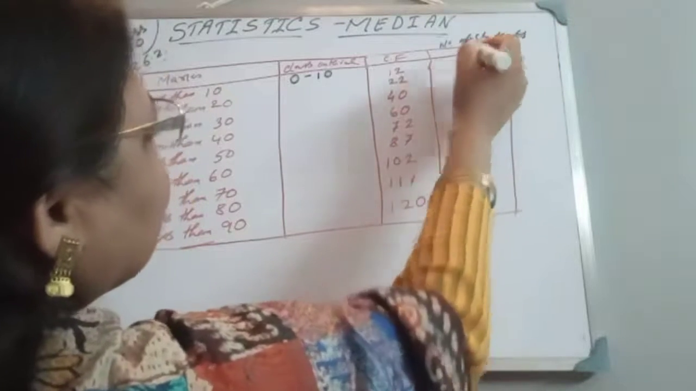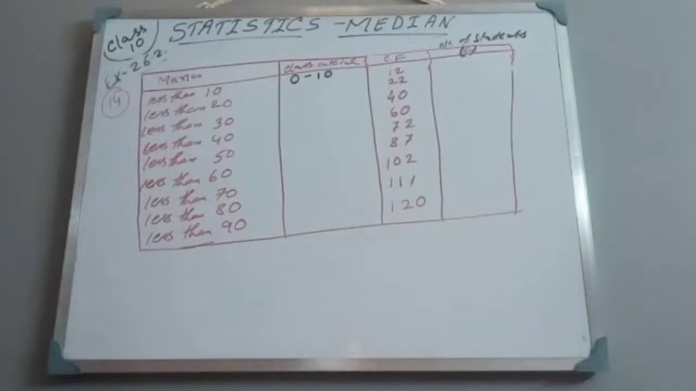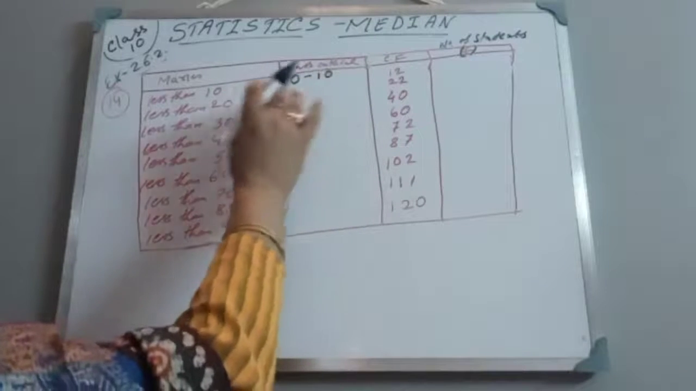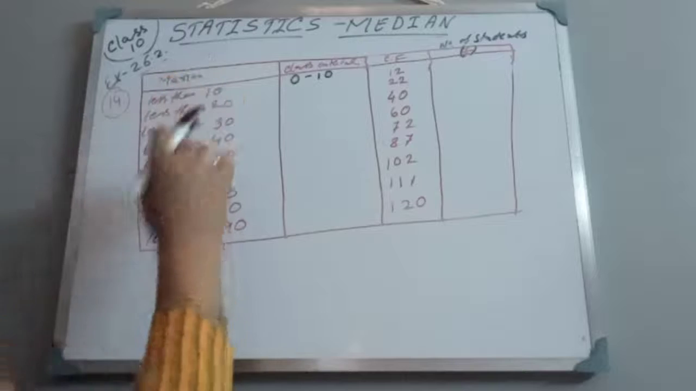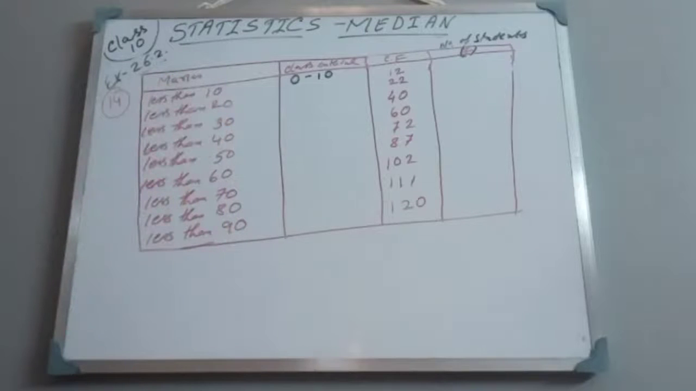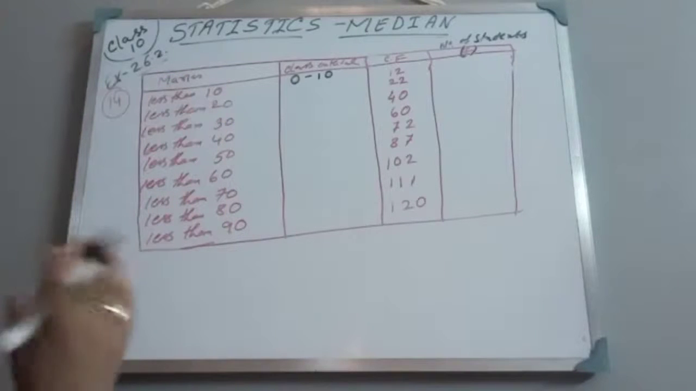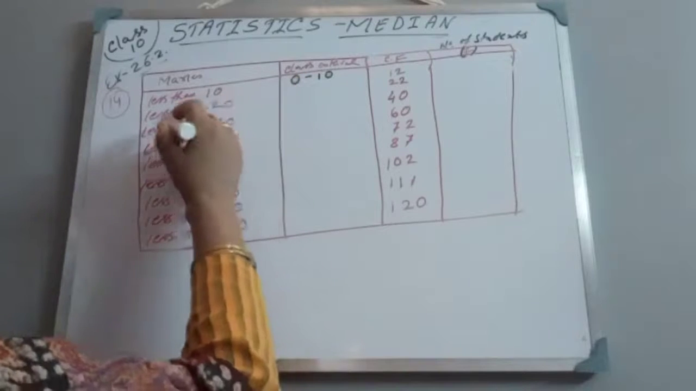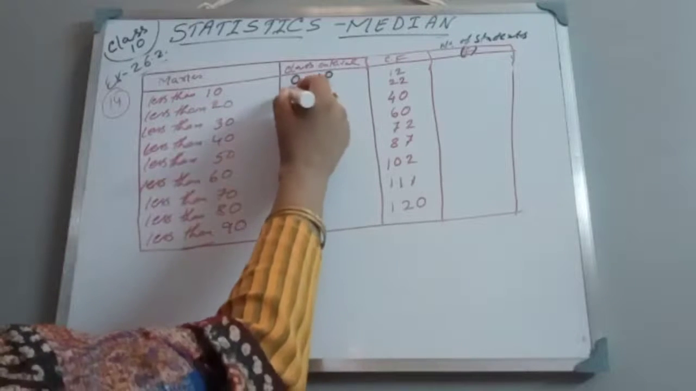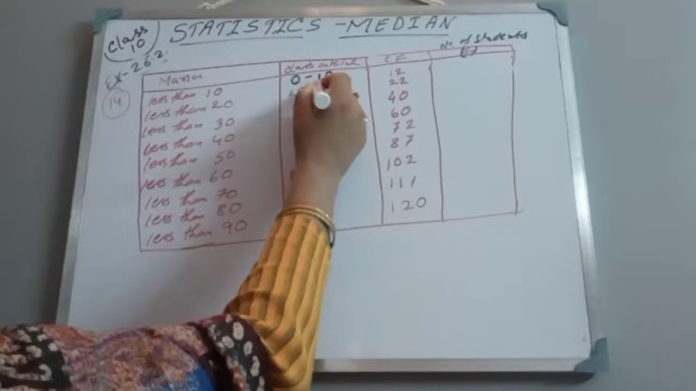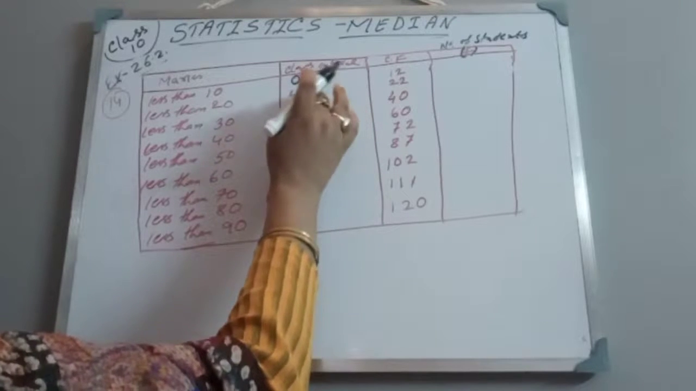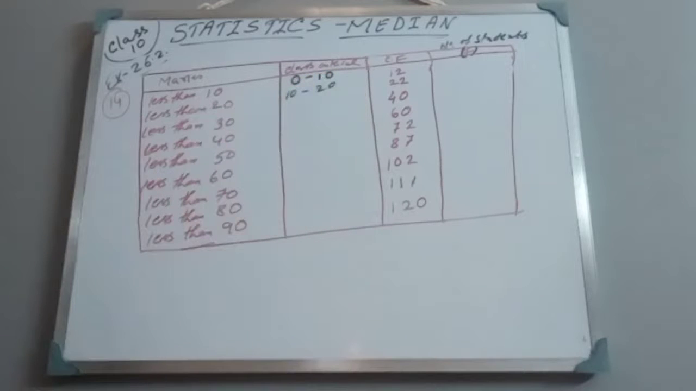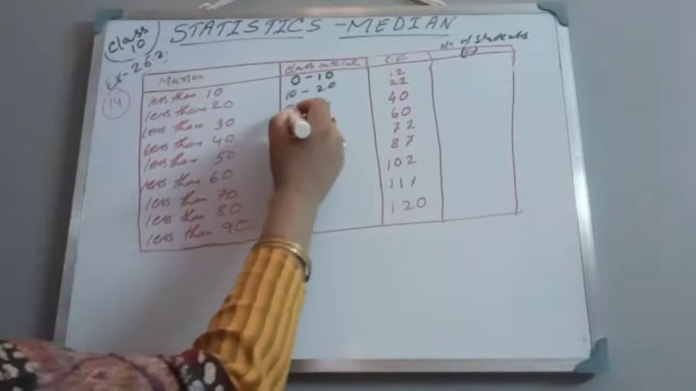Number of students we can write as frequency, f. And we have to make one column, the class interval. That interval-wise is not given. So less than 10 marks, since it is marks, means we can write this class as 0 to 10. Next class is less than 20, so it is coming 10 to 20. Next is 20 to 30.